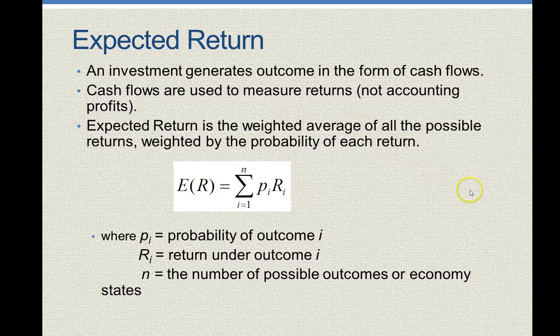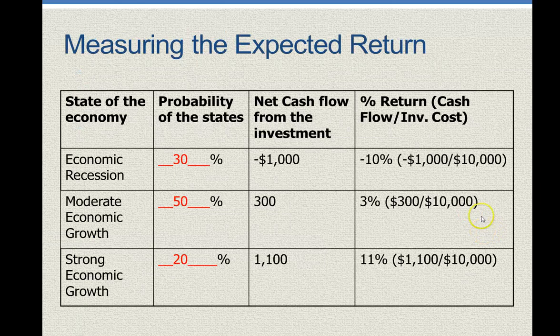So let's talk about one example so you may have a better idea about this expected return. We have an investment. We have $10,000, and we invested this $10,000 into the stock market. Obviously, stock market performance will depend on the economic states. So suppose we have three economic states.